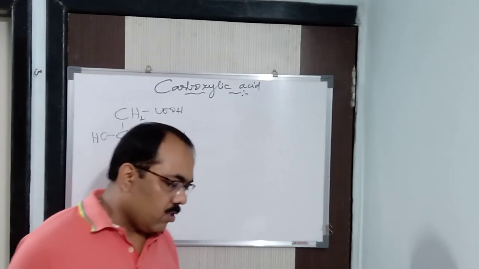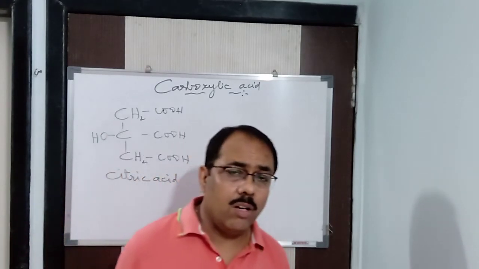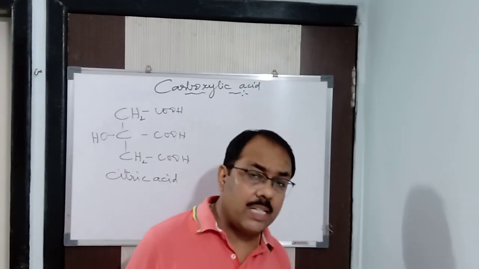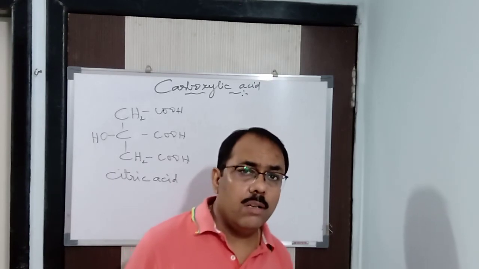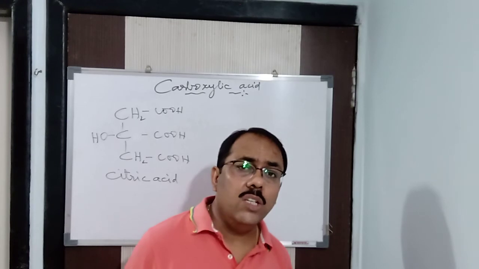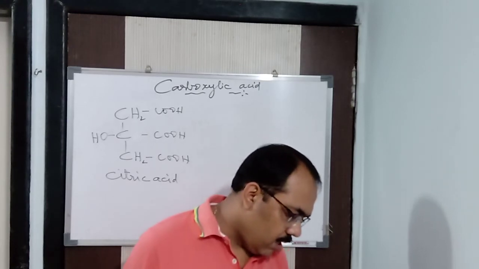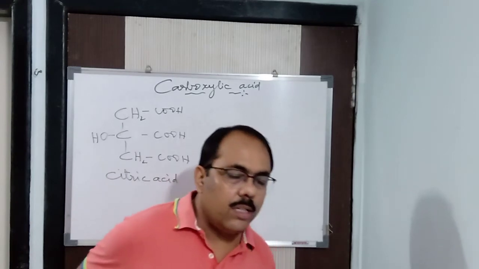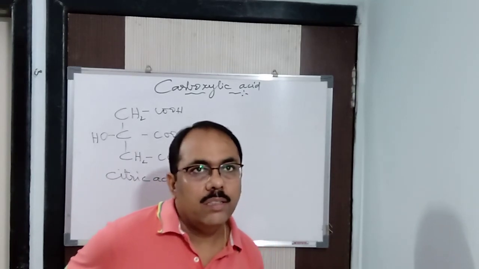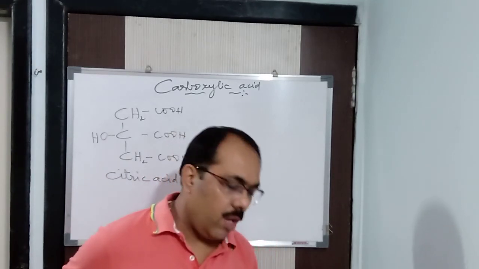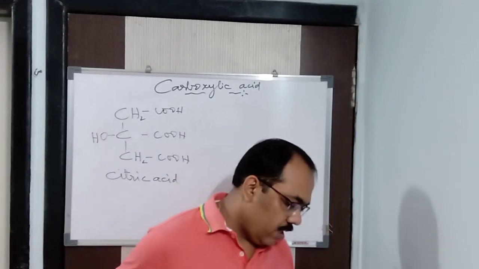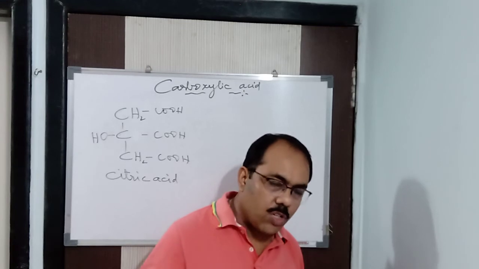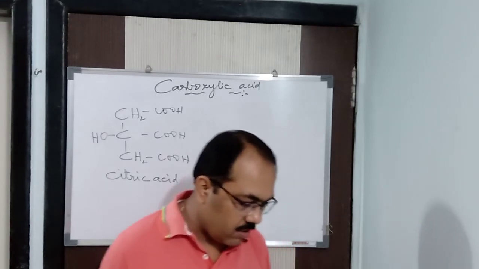Clear? So the higher fatty acids are called palmitic acid, oleic acid, and stearic acid. Stearic acid is what? C17H35COOH, stearic acid. Similarly, we have palmitic acid, which is C15H31COOH. So in this way, we have the higher carboxylic acids, which I discussed with you, known as fatty acids.